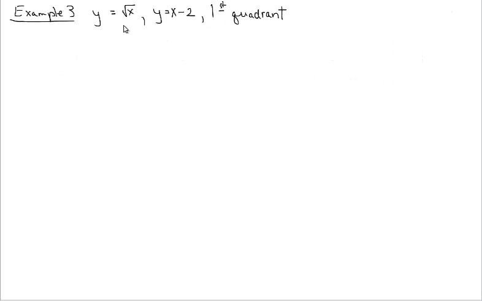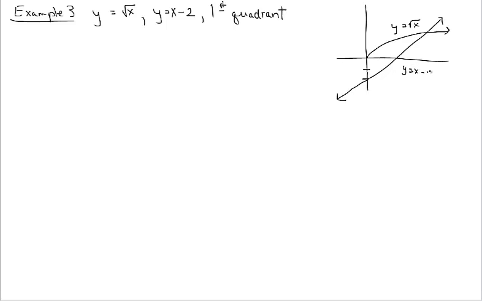All right, so for example 3, the equations are here. Let's take a look at what this graph looks like. If they don't provide you a graph with a shaded region, it's up to us to produce the graph. So y equals square root of x. Y equals x minus 2. Okay, and this is important too.